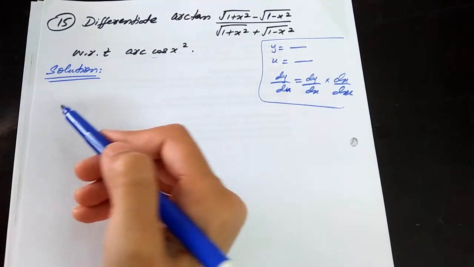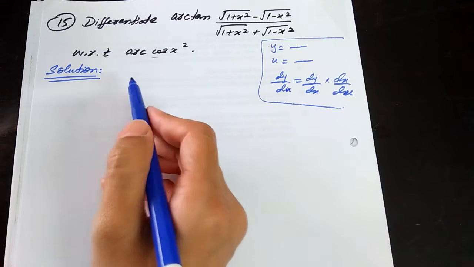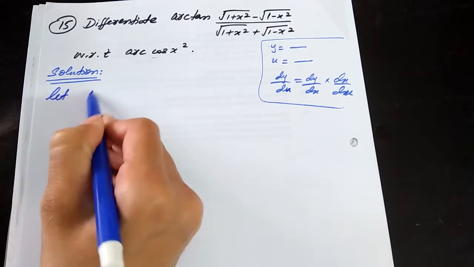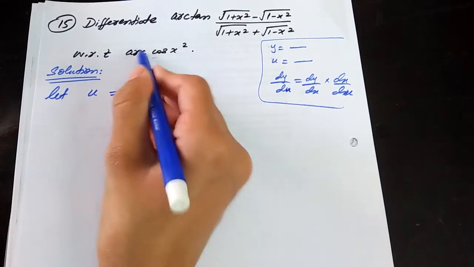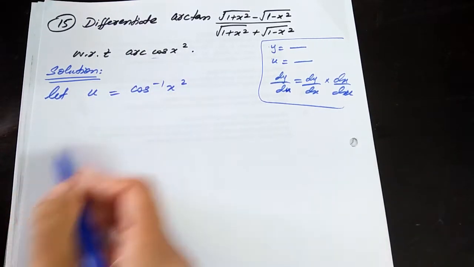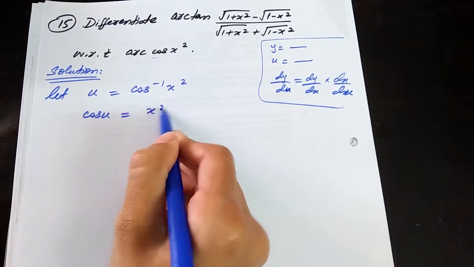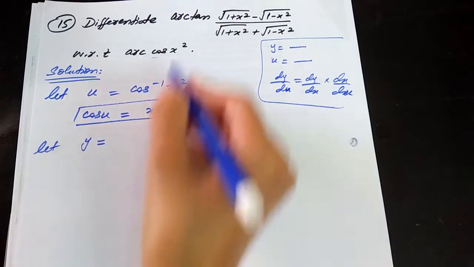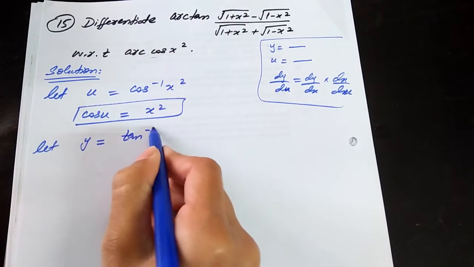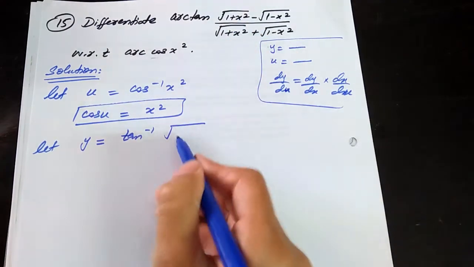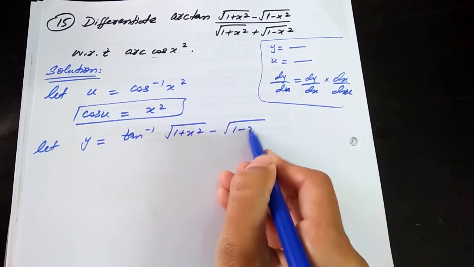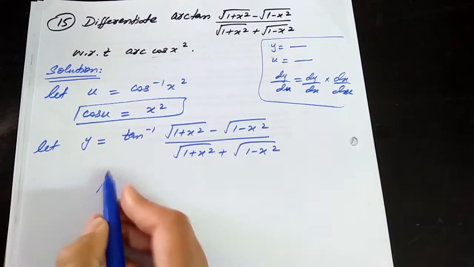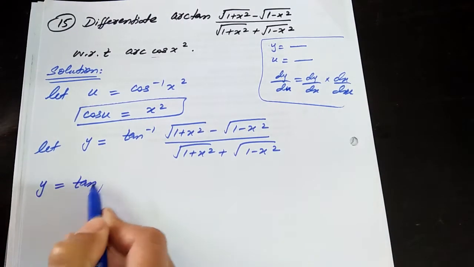The simple method, in order to reduce the steps, you can adopt the second method, that is, let this second function equal u. Let u equal arc cos, that means cos inverse of x square. So this will be cos of u equals x square. Now let this function equal y. y equals arc tangent, that means tangent inverse of (under root 1 plus x square minus under root 1 minus x square) divided by (under root 1 plus x square plus under root 1 minus x square). So this will be y equals tangent inverse.